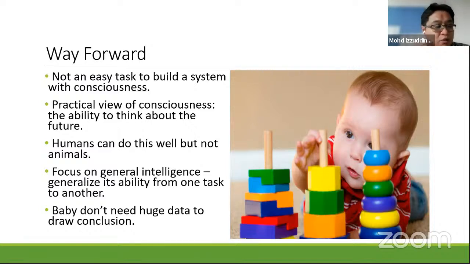So basically, let me look at the time first. MashaAllah, it's running. Okay, I'm going to finalize this.